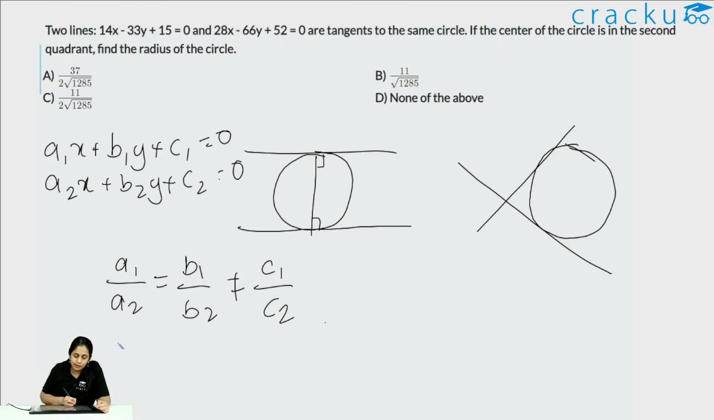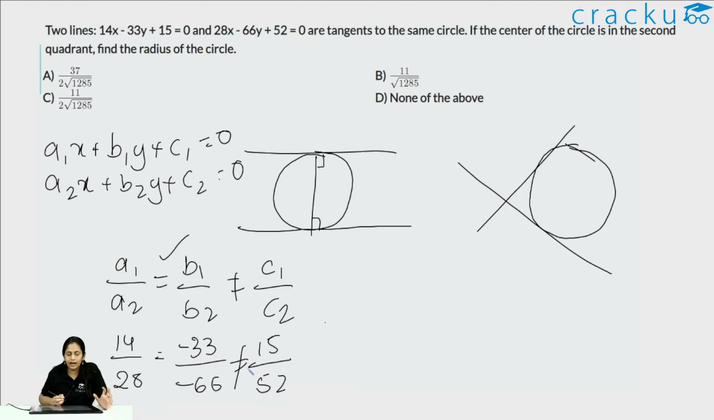So in this case you have 14 by 28 is equal to minus 33 by minus 66. So this is half, this is half. So a1 by a2 is equal to b1 by b2. Is it equal to c1 by c2? That is equal to 15 by 52. So this is not equal to half. So they are a group of parallel lines. We can say that the radius of the circle can be determined by finding the distance between the lines. If you find the distance between the lines, that would be equal to the diameter of the circle as such.